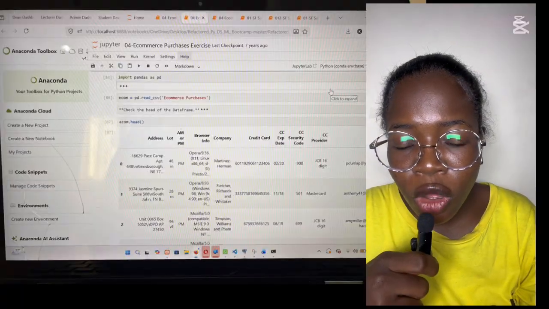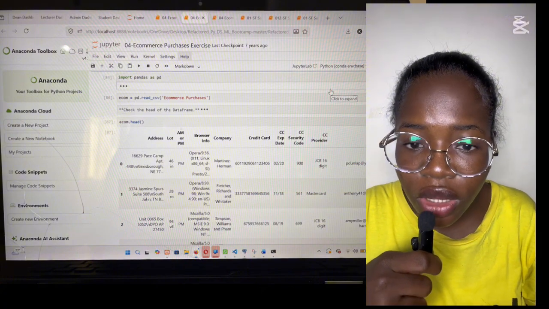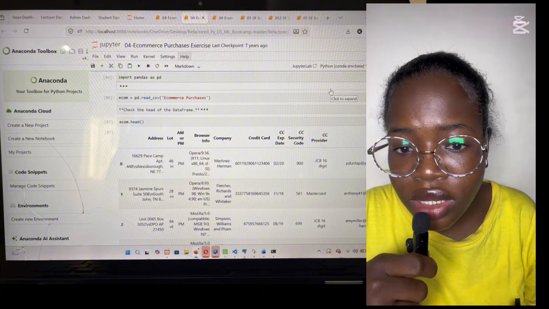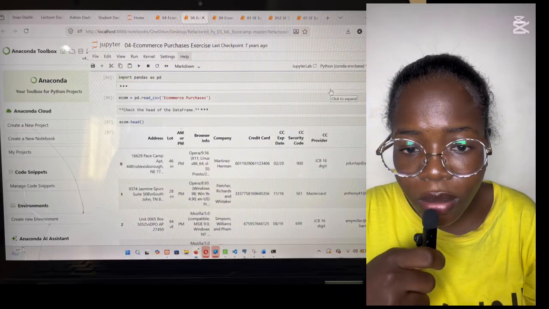The command we see is the ecom.head. It's used to display the first 5 rows of a data frame or a data set. Like we see, the output displays 5 different rows of e-commerce purchases.